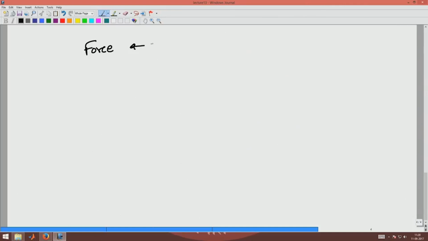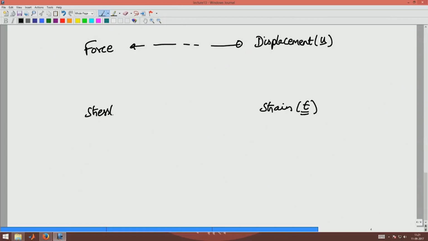We saw that there are 4 concepts in mechanics and 4 equations that connect them. That is what we have been looking at. So, we have seen all the 4 concepts: what force is, what displacement is, what strain is, and what stress is. We have seen the equation that connects the displacement to the strain.